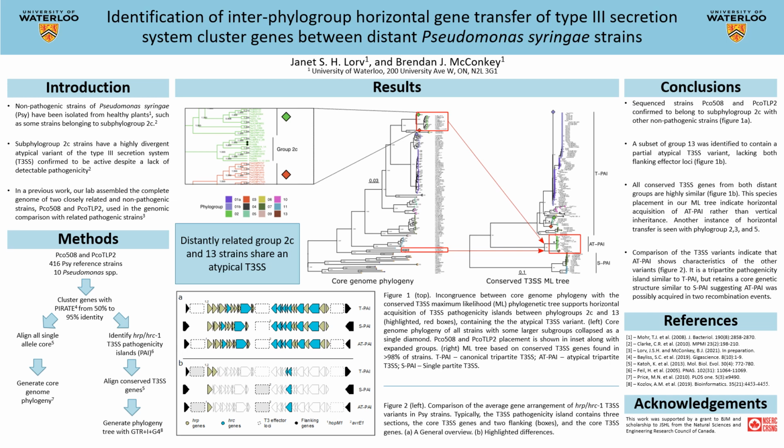So with this hybrid atypical variant and its characteristics in mind, we suspect that the possible recombination of only the core loci may have occurred between phylogroups 2C and 13. Whether this recombination was direct or indirect, say through intermediate strains, is unclear at the moment, but when we take everything together in this work, we would like to conclude that our analysis seems to suggest that the distantly related phylogroups 2C and 13 share an atypical type 3 secretion system, possibly through inter-phylogroup horizontal gene transfer.